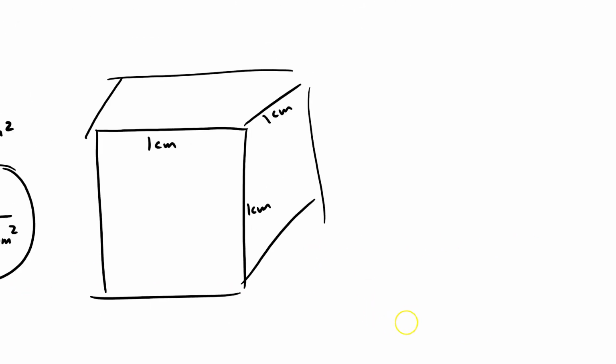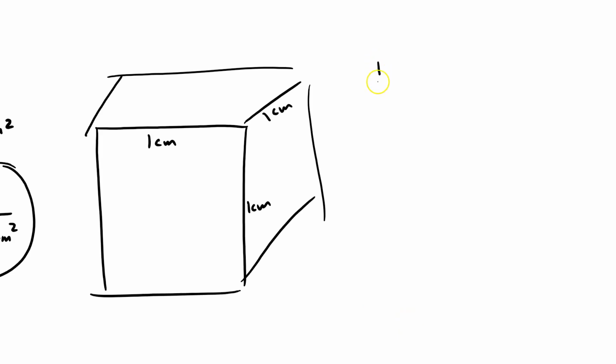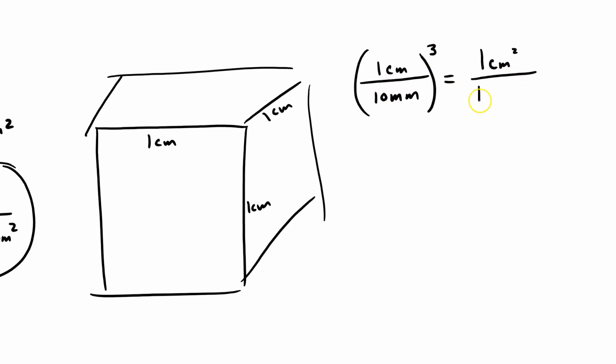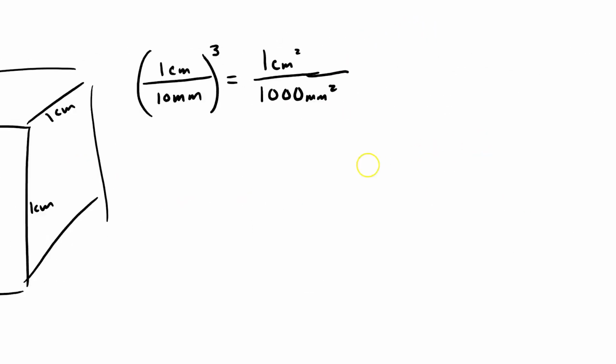Let's do that with cubing. Well, if I were to say 1 centimeter is the same thing as 10 millimeters, but I'm going to take a cube instead, so I'm going to raise it to the power of 3. That means that 1 centimeter cubed is the same thing as 10 to the power of 3, which is 1,000 millimeters cubed. So that's how you can find these things. If you're looking for volume, you cube the relationship. If you're looking for area, you square the relationship.